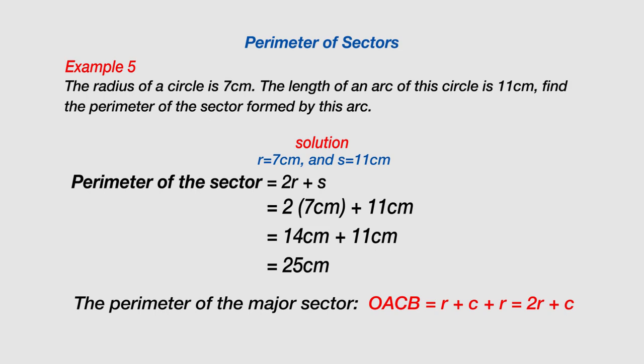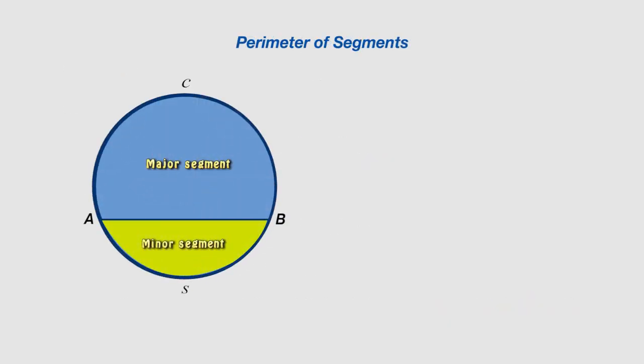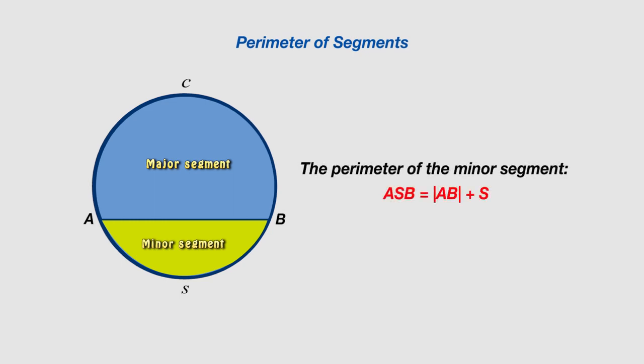Now we want to find the perimeter of segments. The circle, you can see, is divided into two segments, the minor segment and the major segment. I'm sure you can see it in the diagram. Now the perimeter of the minor segment is ASB, and that is the length of AB plus S.